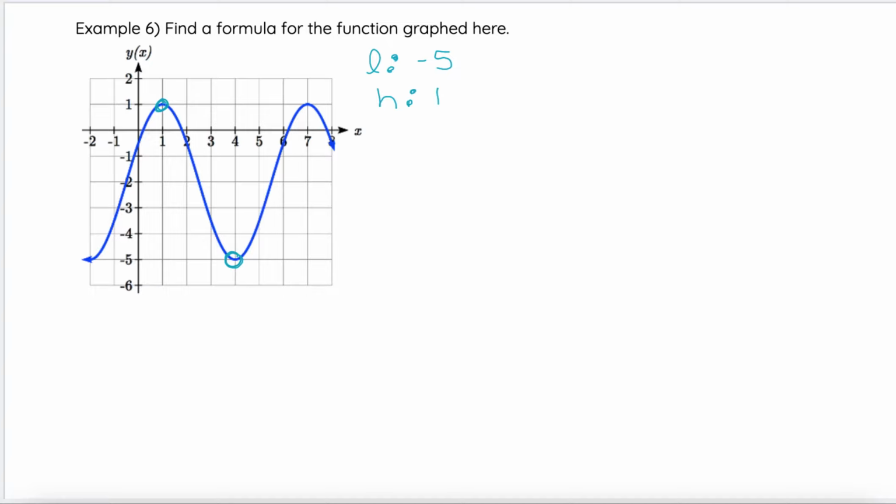So if it's 3 above and 3 below, we know that 3 here, 3 here. So our amplitude is 3. Our midline is at -2, so we also know our K value.